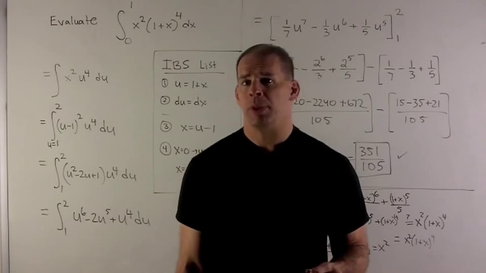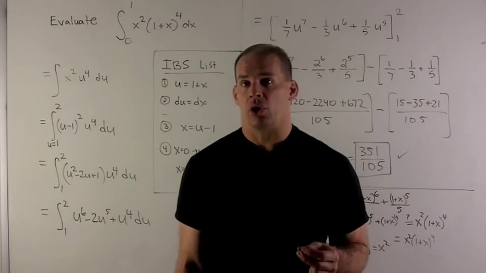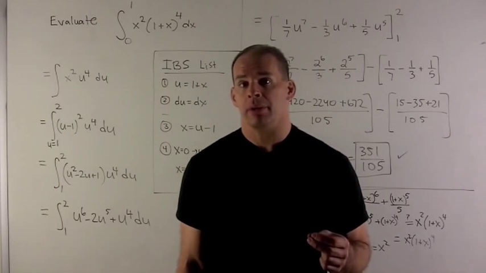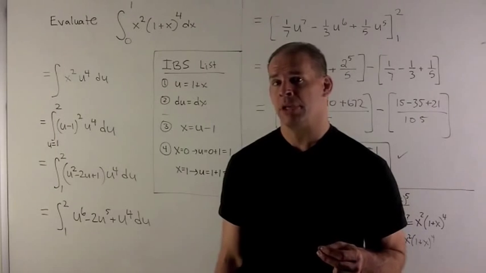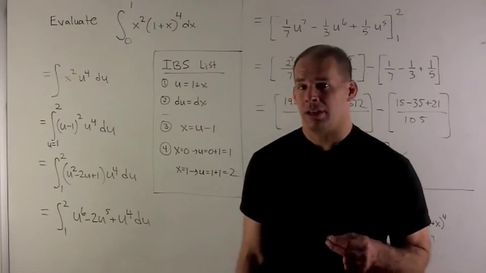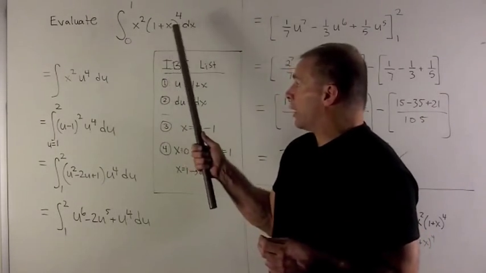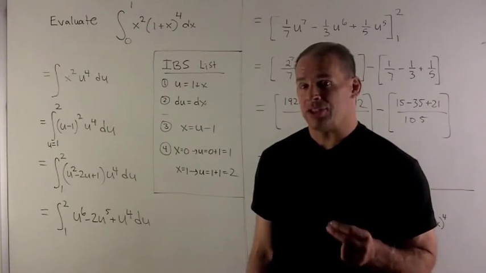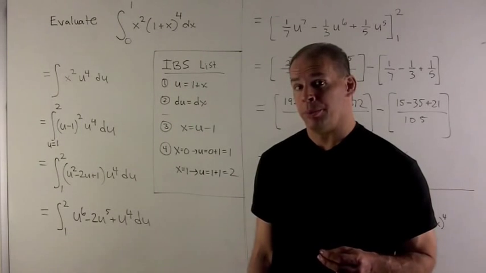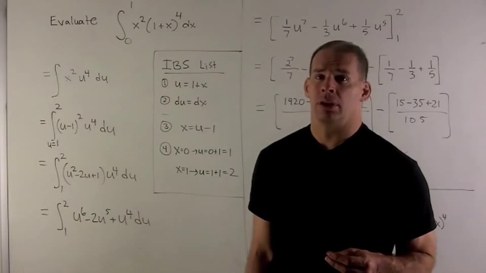So for this problem, we want to evaluate the definite integral from 0 to 1 of x squared times (1 plus x) to the 4th power dx. Now if you note, we can expand (1 plus x) to the 4th power using Pascal's triangle. And then this is just integration of a polynomial, which we already know how to do.